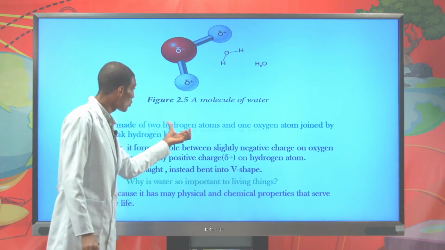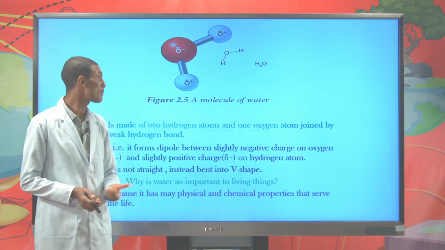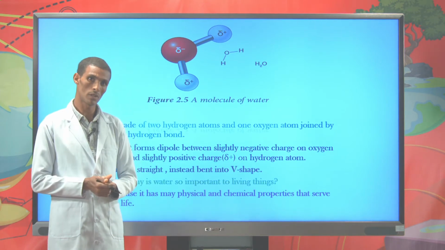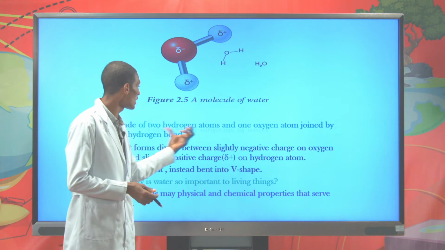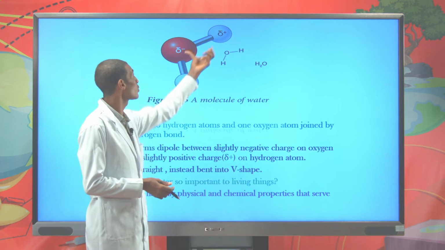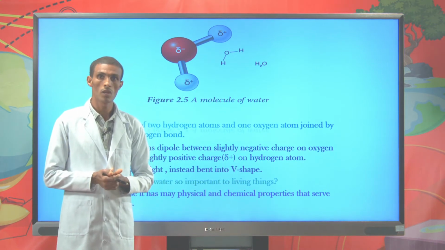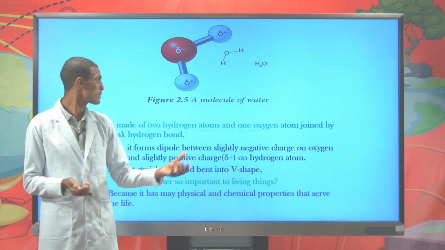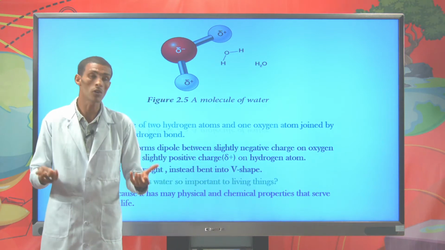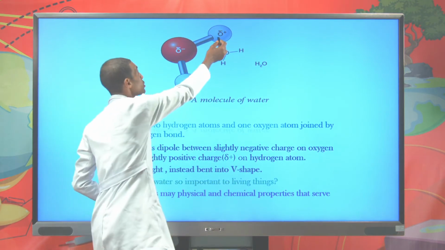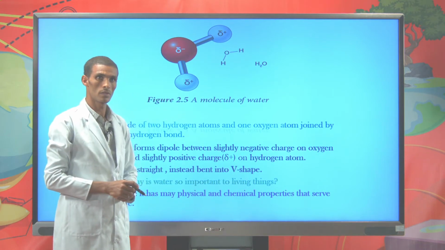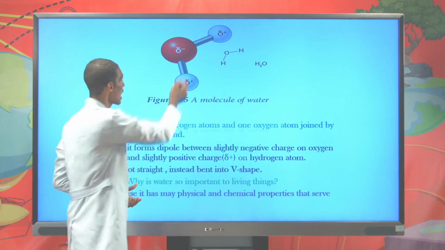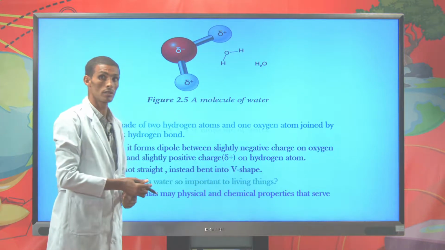Water is made from two hydrogen atoms bonded with one oxygen atom. A weak hydrogen bond makes an interaction between hydrogen and oxygen. Water forms a dipole moment, which takes place between partially negative oxygen and partially positive hydrogen. Water forms a V-shaped structure, not straight, with a bond angle.